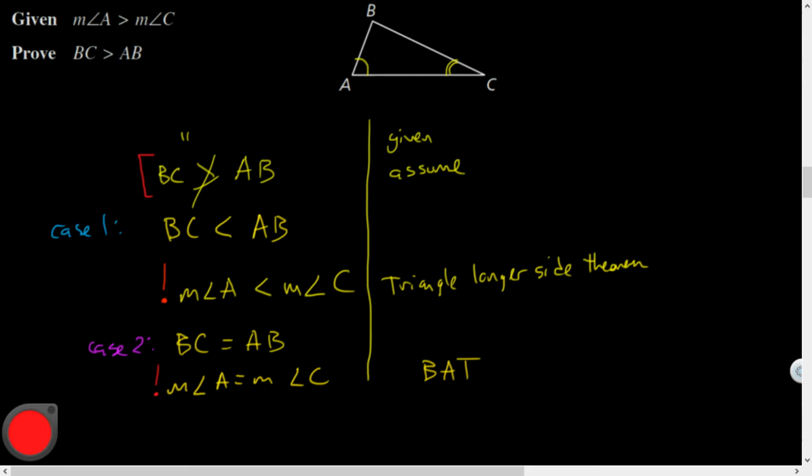So the two cases that I had ended up with falsehoods. Therefore, I would say that BC must be greater than AB. And the reason is proof by contradiction, or that our assumptions resulted in a contradiction.